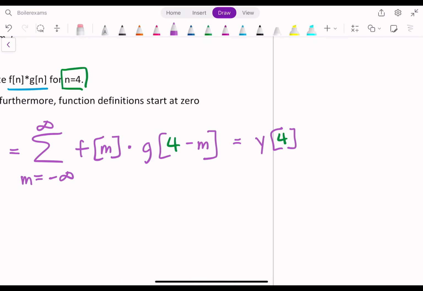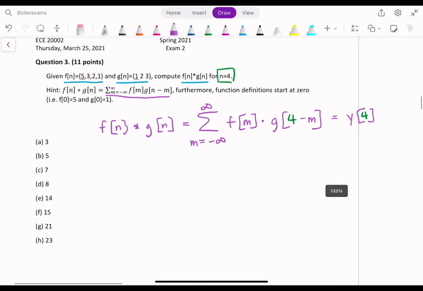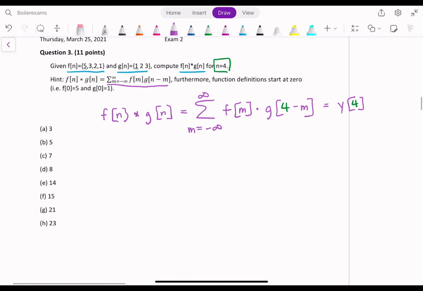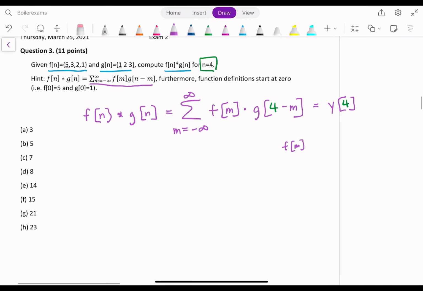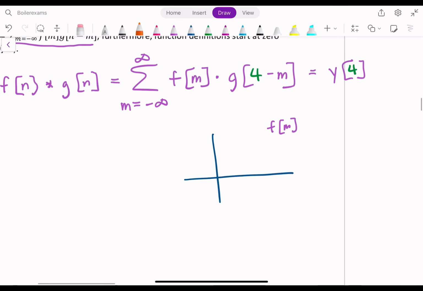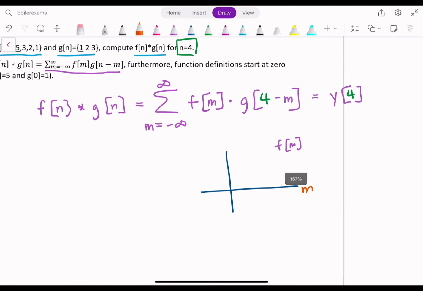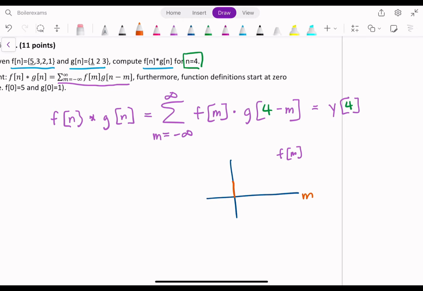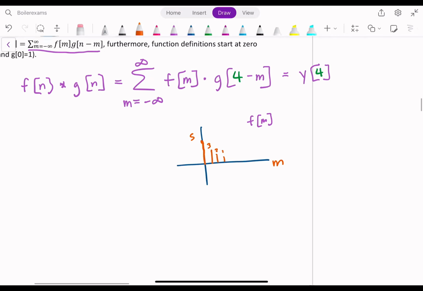So let's go ahead and plot these two functions in order to visualize this better. So f of n on the m-axis, f of m, is going to be exactly as it looks on the n-axis, except we are going to have m as our x-axis instead. So at 0, it is going to be 5. And then at 1, it will be 3, and then 2, and then 1, and that's it. And so that's what f of m is.